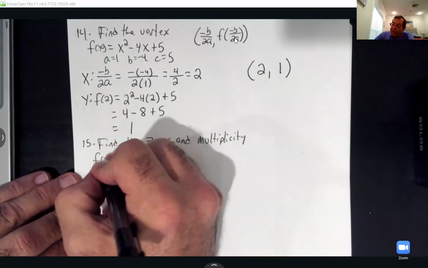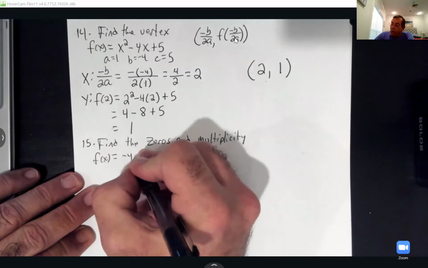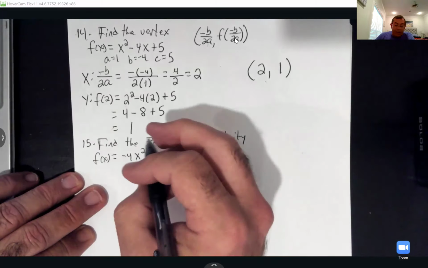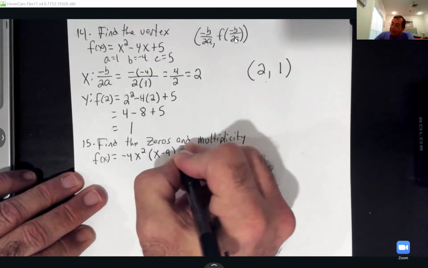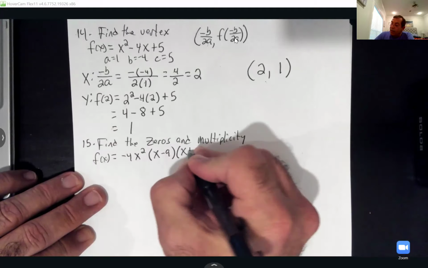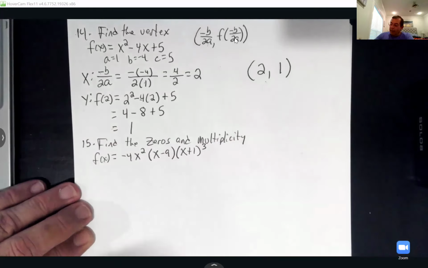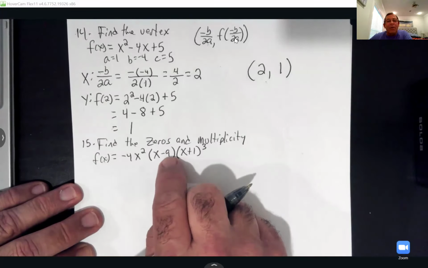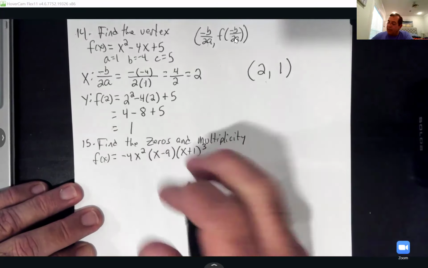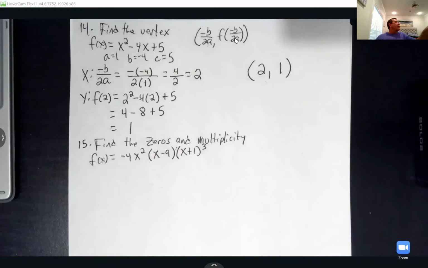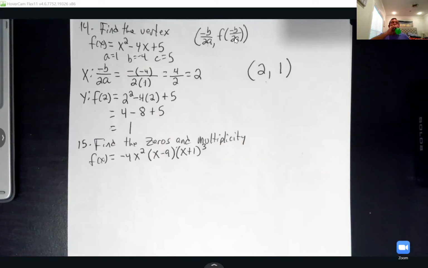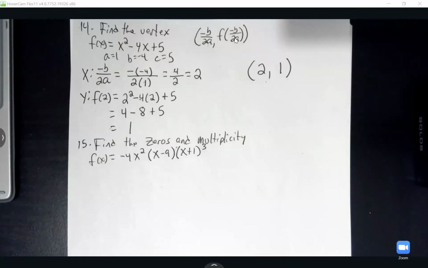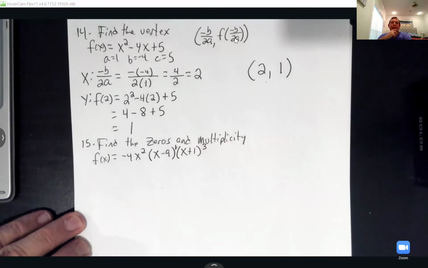All right, y'all, f of x equals -4x squared times x minus 9 times x plus 1 to the third. So the exponents are the multiplicities, and remember, since there's not an exponent outside of this second parentheses, what exponent would I put there? So what would y'all put there? Is it a 1? It's a 1. Good job. So y'all got to treat that like a 1, okay?